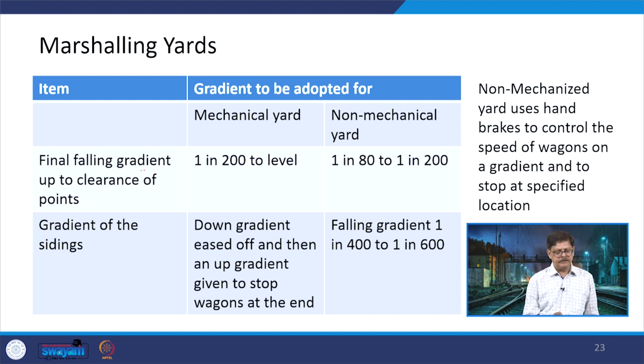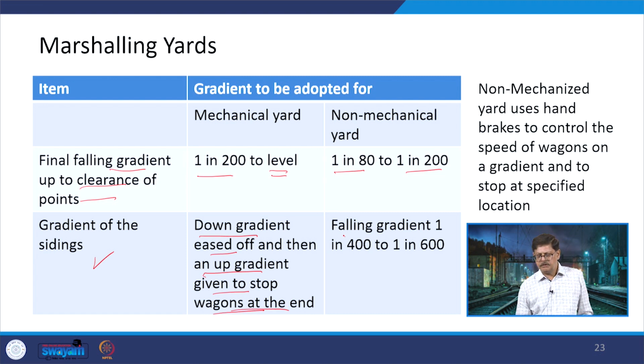Then the final falling gradient up to the clearance of the points is 1 in 200 to level in the mechanical case, whereas it is 1 in 80 to 1 in 200 in the case of a non-mechanical yard. For the gradients of sidings, the down gradient is eased off and then an up gradient is given to stop the wagons at the end, because with the resistance provided by the retarders the wagons come under gravity, and finally we provide a level and an up gradient in this form. That is why they can stop there. In the case of non-mechanical, a falling gradient of 1 in 400 or 1 in 600, a very flat condition, is provided, and here the brakes are applied. So, it is easier to stop in this case.